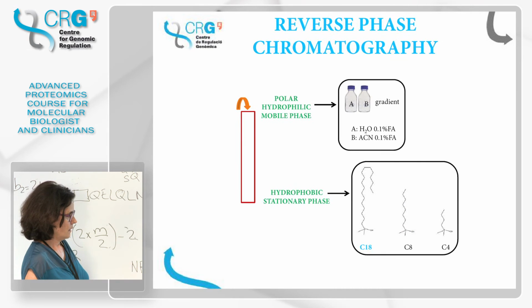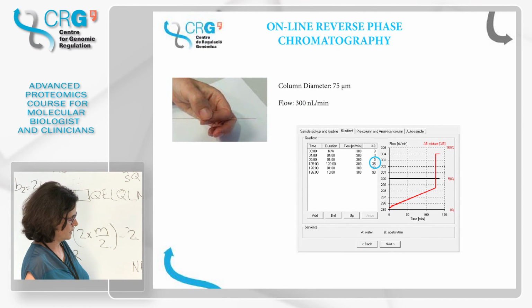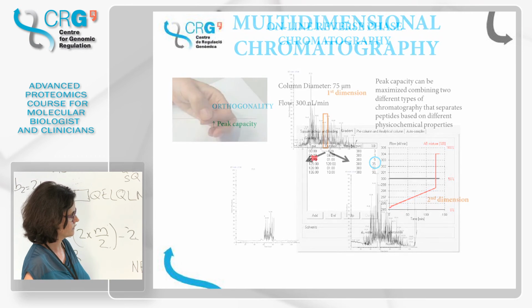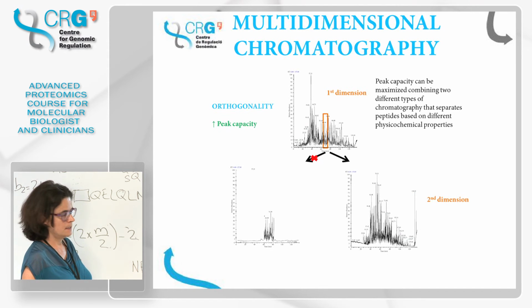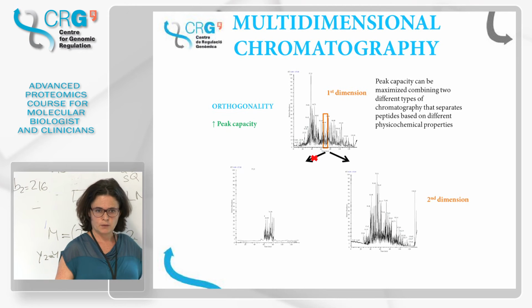The typical mobile phases in a reverse phase chromatography are phase A, which is water, and phase B, which is acetonitrile. The different stationary phases can be either C18, C8, or C4. You have seen this morning that when it's online, we use these small columns packed with silica. But this is when we do this online setup that we do for all the samples.